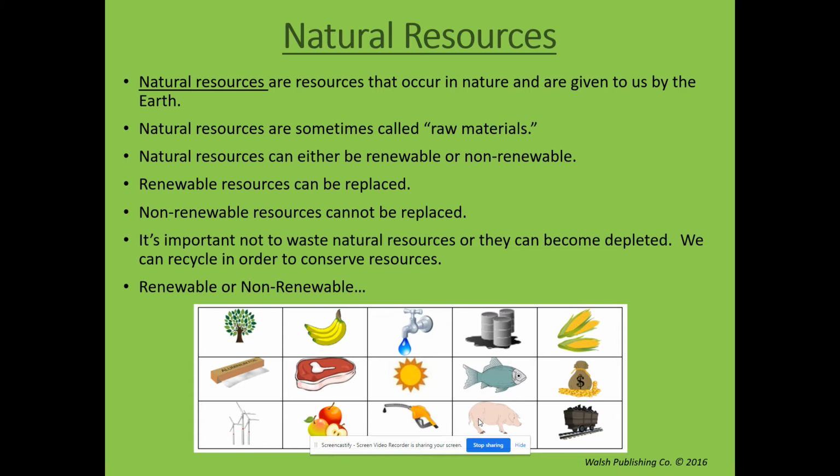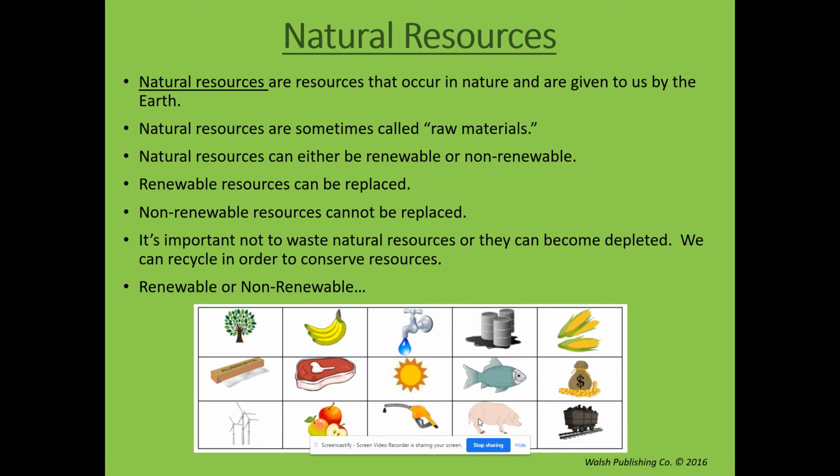The first one is a tree. That, of course, would be renewable. You can plant trees and grow new trees. Bananas, that would be renewable because you can plant bananas and grow them. Water, now that's a tricky one because you can't plant it or grow it, but we do have the water cycle that recycles water. So it's not really renewable or non-renewable. It's kind of in its own category of recyclable.